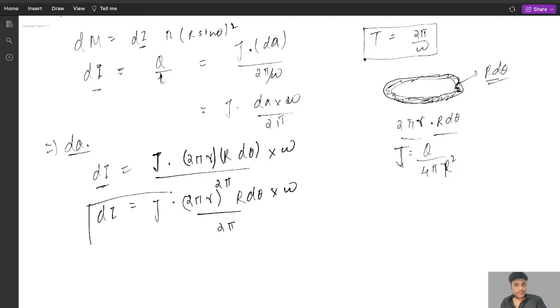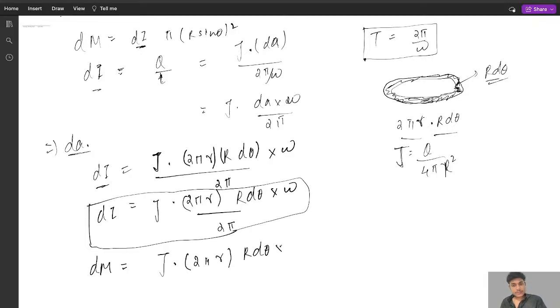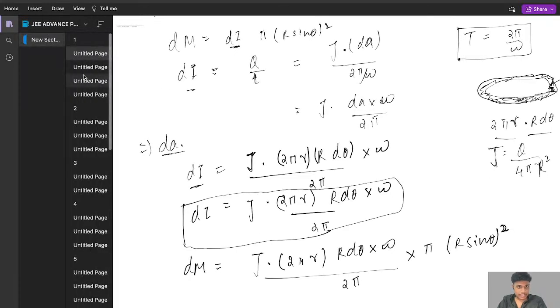Now put this value into dm. What is dm? That is di times pi r sin theta whole square. From here we get dm is equal to j into 2 pi r d theta into omega upon 2 pi into pi r sin theta whole square. Understand this? Do you understand this? Now move to the next page.